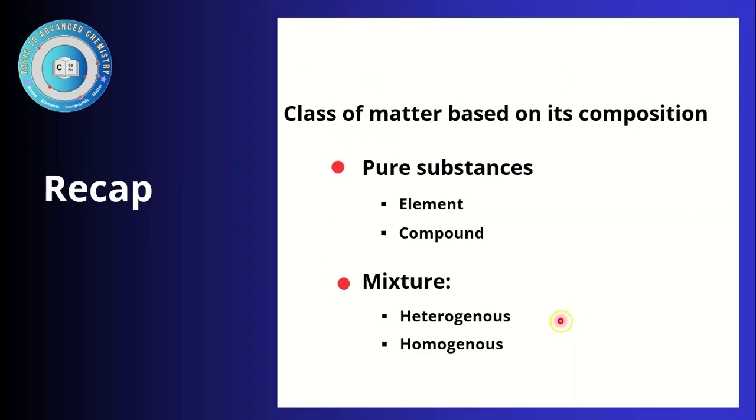So let us summarize what we have learned so far. In our lesson, we have discussed classes of matter based on its composition. The first one is pure substance, including element and compound. The second one is mixture, including heterogeneous and homogeneous.